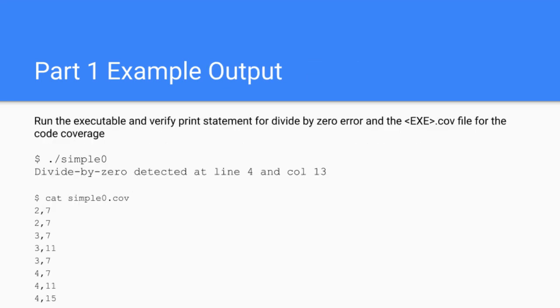So when you run the executable, we'll do simple 0 in this example. If it's correct, it's going to print out divide by 0 detected at line 4 and column 13 for simple 0, and then the line and column number will change for other programs that you're testing. And then you'll also see a simple 0.cov file created with the line and column information that you can verify against the lab doc to see if it's correct. So that wraps up the overview for part 1. I'm going to turn it over to Matt and he will cover the remainder of the lab.